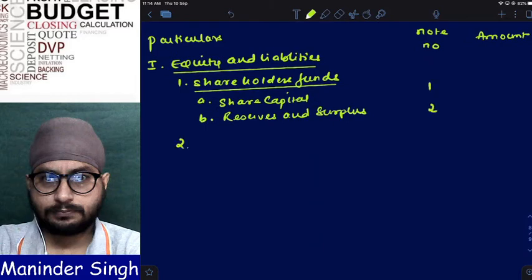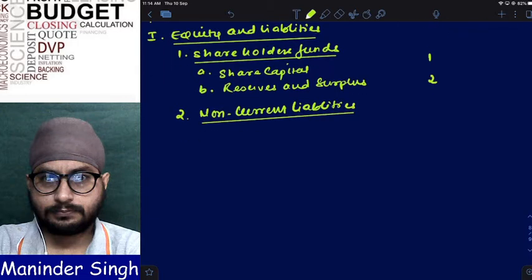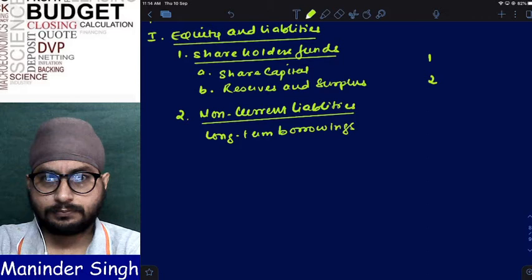Now after shareholders funds, what will come? Non-current liabilities. Clear? Non-current liabilities, what will be there? Long-term borrowings, right? Only one thing. Long-term borrowings will be note number 3.